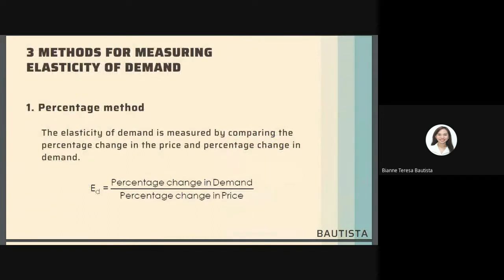So there are three popular methods for measuring price elasticity. The first one is the percentage method, one of the commonly used approaches of measuring price elasticity of demand, under which price elasticity is measured in terms of rate of percentage change in demand to the percentage change in price. So as mentioned a while ago, the elasticity of demand could be elastic, inelastic, or unitary.